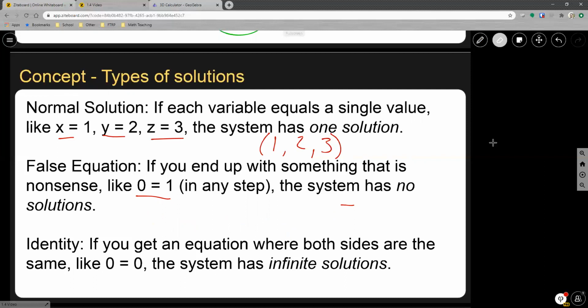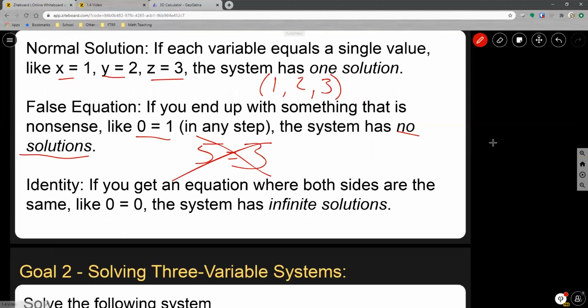But typically what we'll end up with as we're solving is some nonsense with just numbers, like 5 equals 3. If I have a situation like this, which I know does not work, it's illogical, that means we've got no solutions. And then finally, we have identity situations. That's a situation where you get an equation where both sides are the same, like 0 equals 0, or 4x plus y is equal to 4x plus y. Something that's just immediately obvious and always is going to be true, then that means we have infinite solutions.